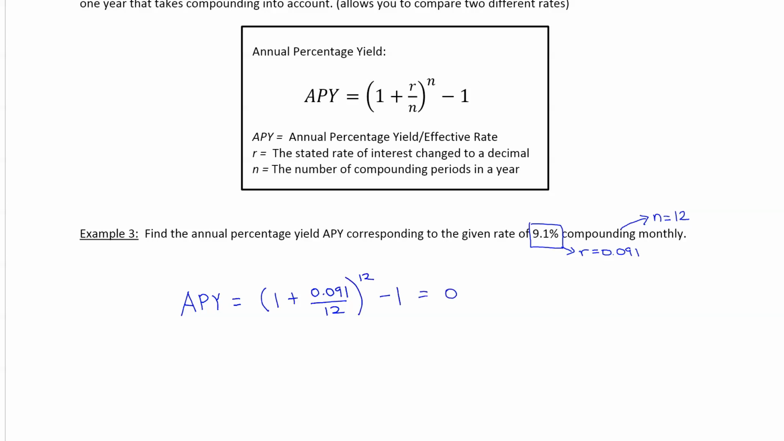This equals 0.09489, and this becomes 9.489%, which is rounded to be 9.5%. The reason that we need APY is so that we can compare different things. For example, maybe I found another account with a rate of 9.3%, but it's compounded quarterly. We could then use the APY formula to compare those two rates.